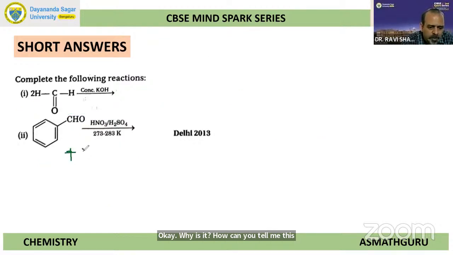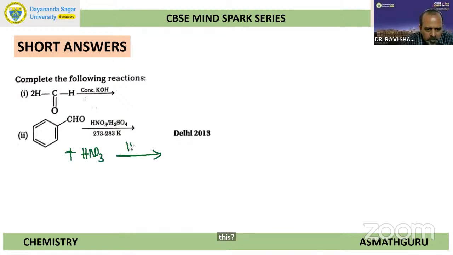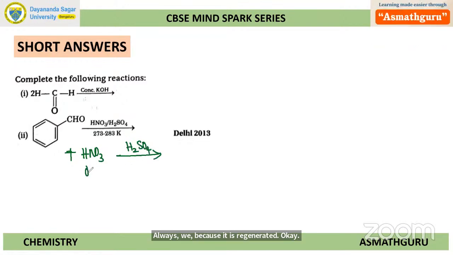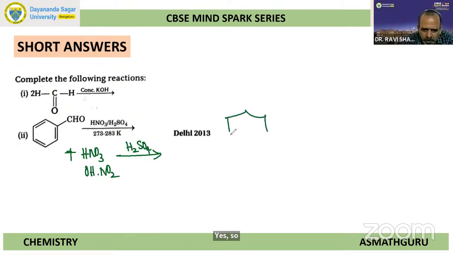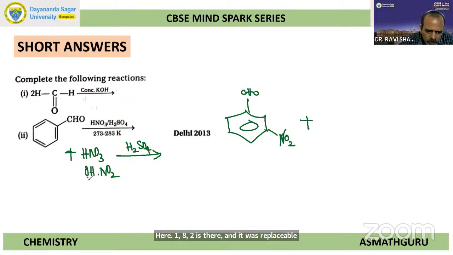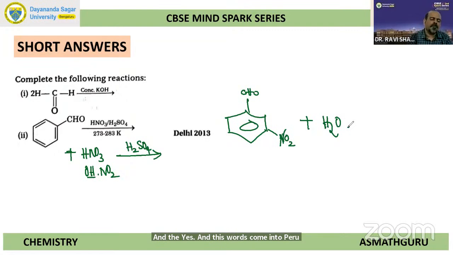When it reacts with HNO3, no. Always we write sulfuric acid on the arrow mark because it is regenerated, okay? Yes, sir. And HNO3 can be written as OH and NO2, no? Yes, sir. And you already wrote NO2 on benzaldehyde. Here, one H is there, and H was replaced by NO2. And the H and this OH come together to form water. Okay, sir.